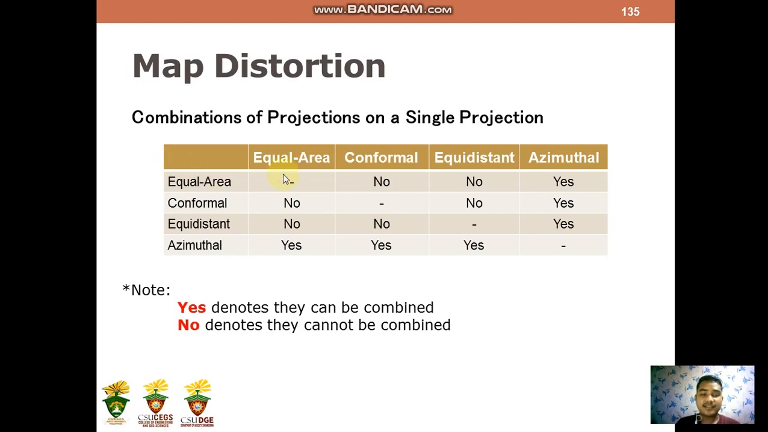Area can be combined with azimuthal. With azimuthal, area can also be preserved. For conformal, where what you want to preserve is form, it cannot be combined with equal area, nor with equidistant, but again it can be combined with azimuthal. For equidistant, it is the same: it cannot be combined with equal area or conformal, but with azimuthal it can. Note that yes denotes that they can be combined, and no denotes that they cannot be combined for the map distortion.